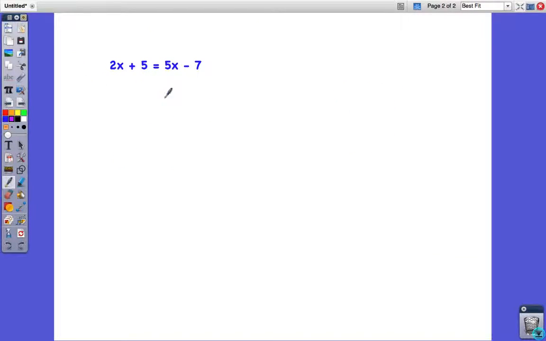Now let's have a look at one more. This time it's a bit more complicated. I've got x on the left hand side and x on the right hand side. Numbers on the left, numbers on the right. So let's take all the letters over to this side. This side I want to get rid of a 5x. So we subtract 5x from this side, and we subtract 5x from this side.